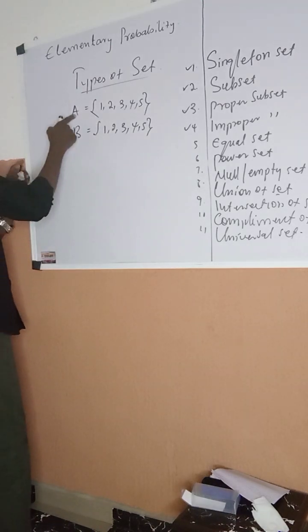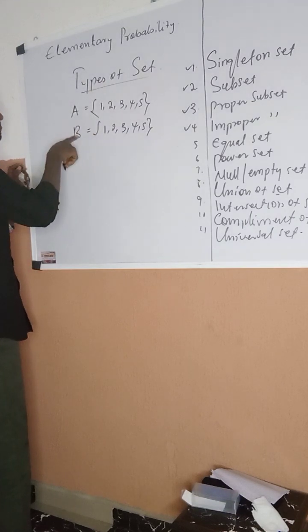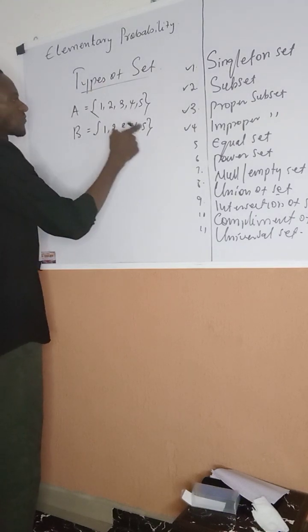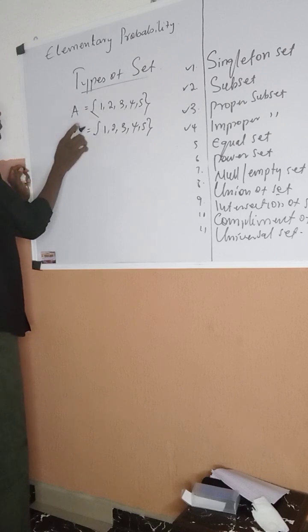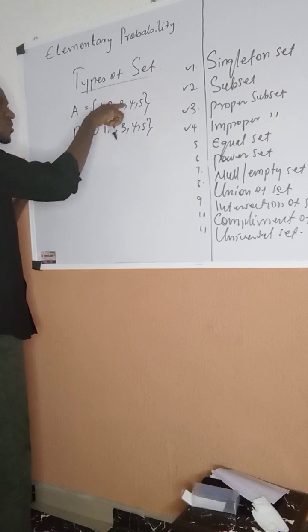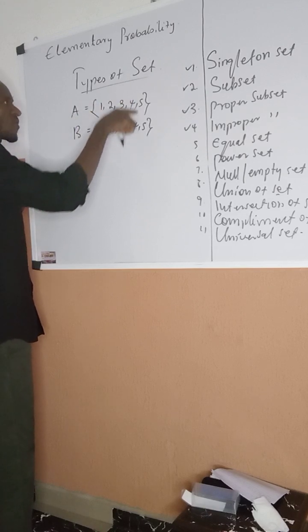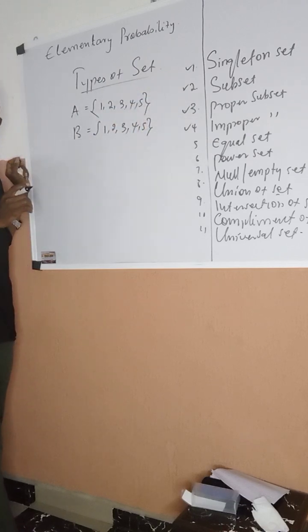For instance, A has members 1 to 5 inclusive. B has members 1 to 5 inclusive. Therefore, A equals B. Because look at my 1 here, 1 here, 2 here, 2 here, 3 here, 3, 4 and 4, 5 and 5. So this is an equal set.